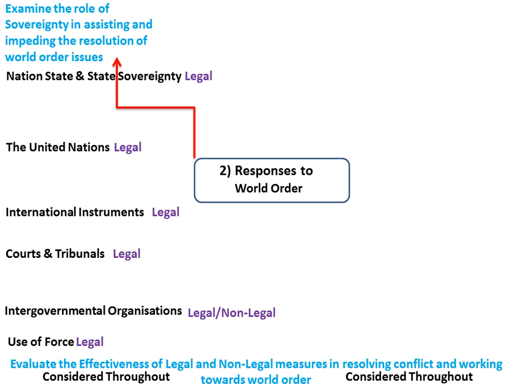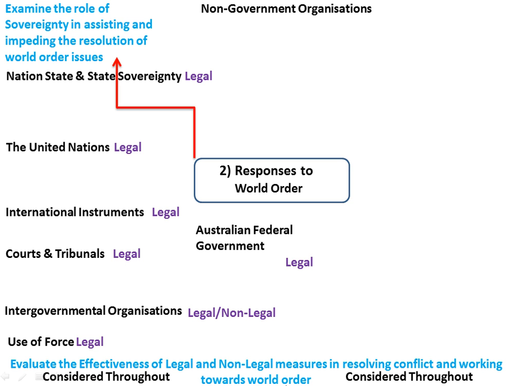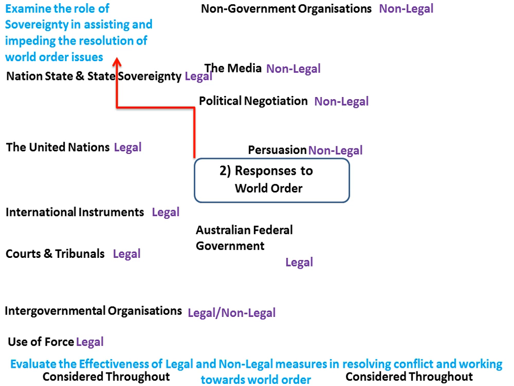However, then there are a whole bunch of non-legal measures. I'm jumping ahead of myself, the Australian federal government is also a legal measure. There are a whole range of non-legal measures in resolving conflict and working towards world order, and that is non-government organisations, the media, political negotiation, and persuasion. Now, by looking at all of this content, this is all the content that we need to cover. You're able to evaluate the effectiveness of legal and non-legal measures, examine the role of sovereignty in assisting and impeding, and also look at the role of the Australian federal government in responding to world order, which is down here. So let's dive straight into it.